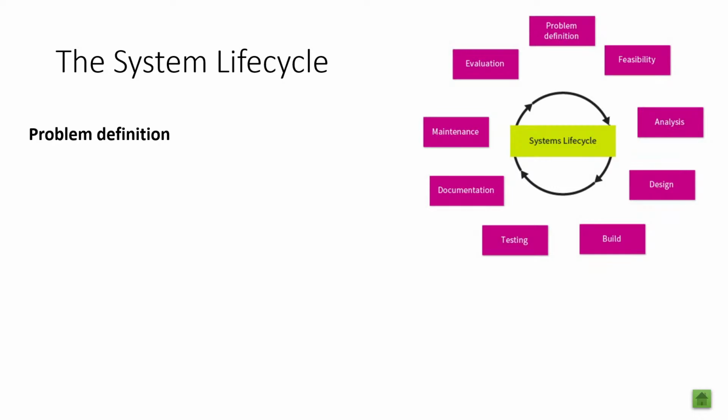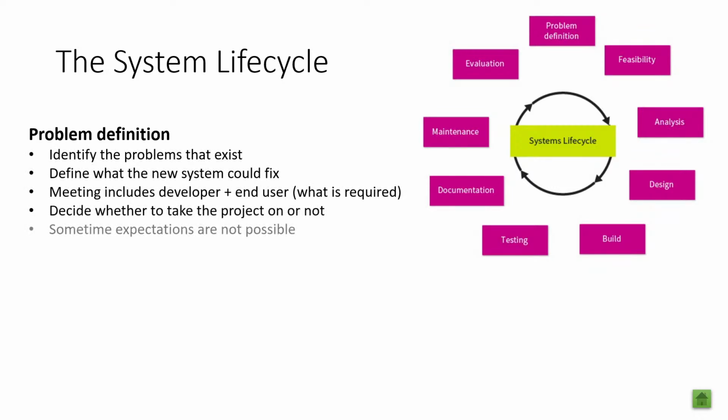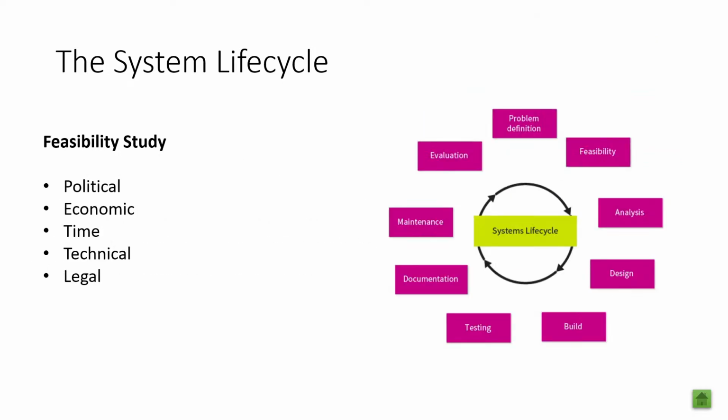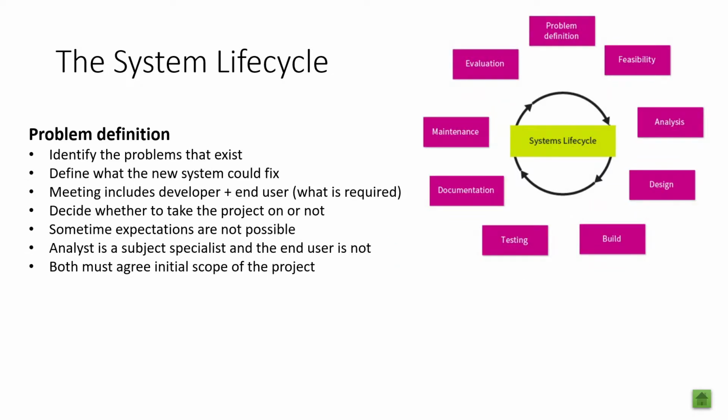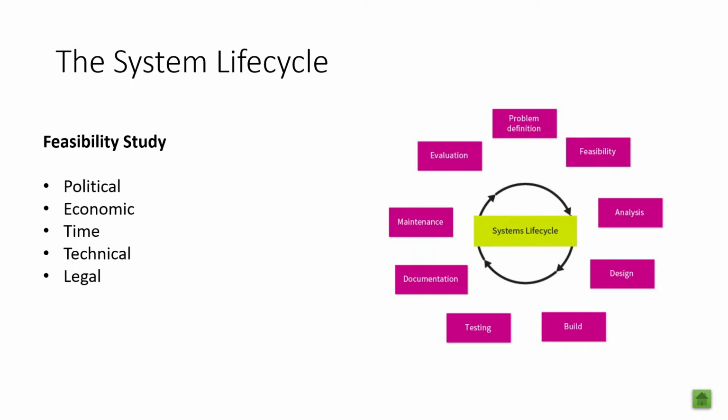So firstly, in the problem definition phase, identify the problems, define what the new system could fix, meet up with the people, the clients, developers, end users. Start to write down what you think might be needed. So think back to your coursework. This is what you did. You come up with an idea, discussed it with people, talked about it, see if it was possible, that kind of stuff. And you must agree on the initial scope before you move on.